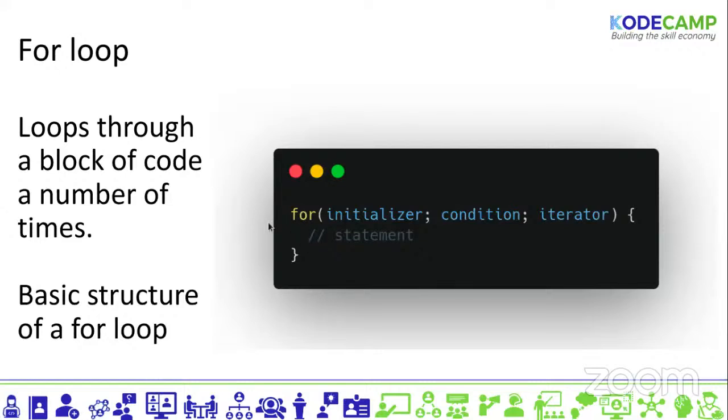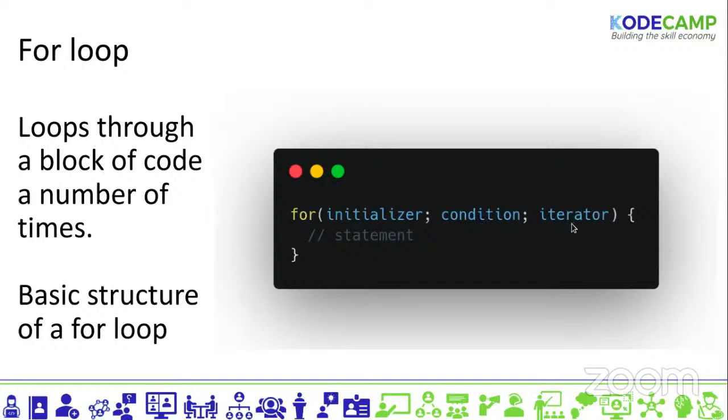So a for loop accepts three arguments. It accepts an initializer, a condition, and an iterator. The initializer is where you want the loop to start from, like what number you want the loop to start from. The condition is what should be checked to evaluate if the loop is going to continue or stop. So if this condition is still true, the loop will still run. If this condition becomes false, then the loop is going to stop and exit.